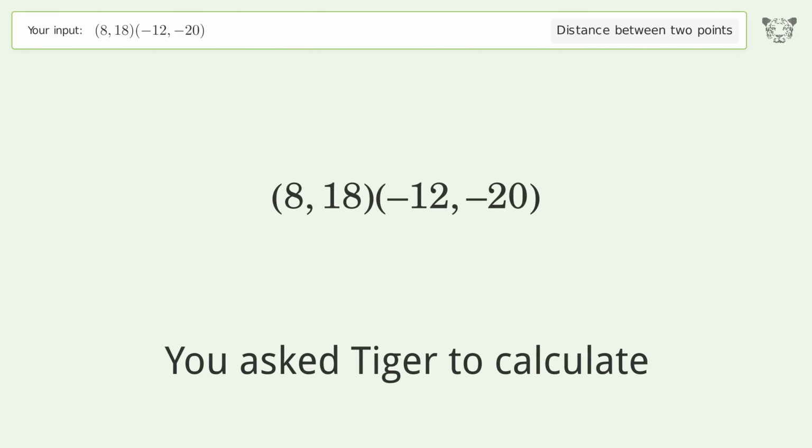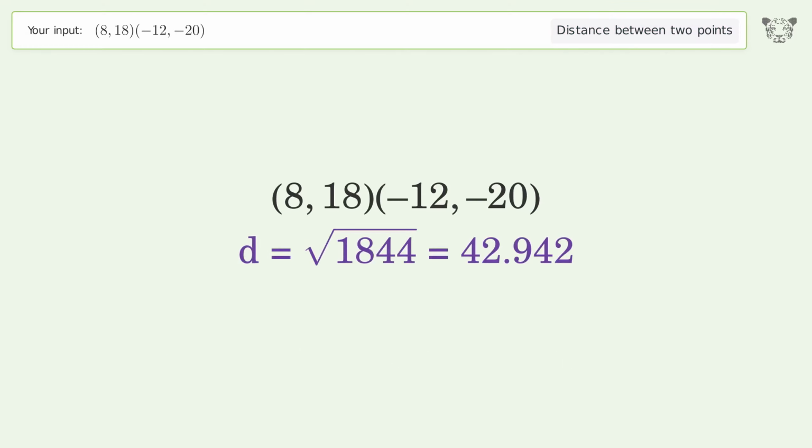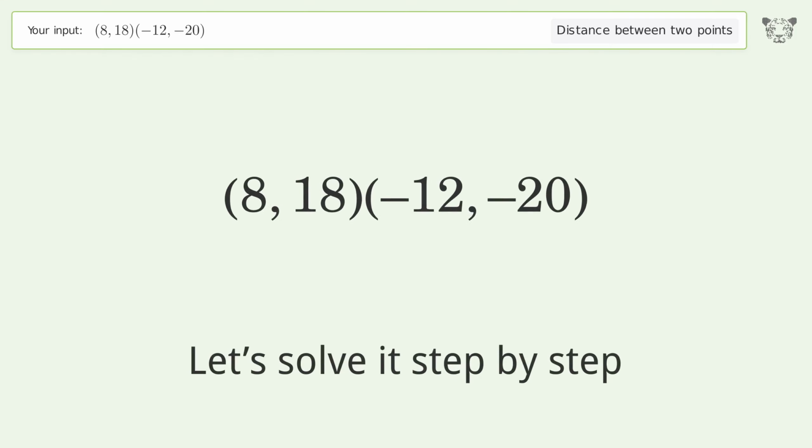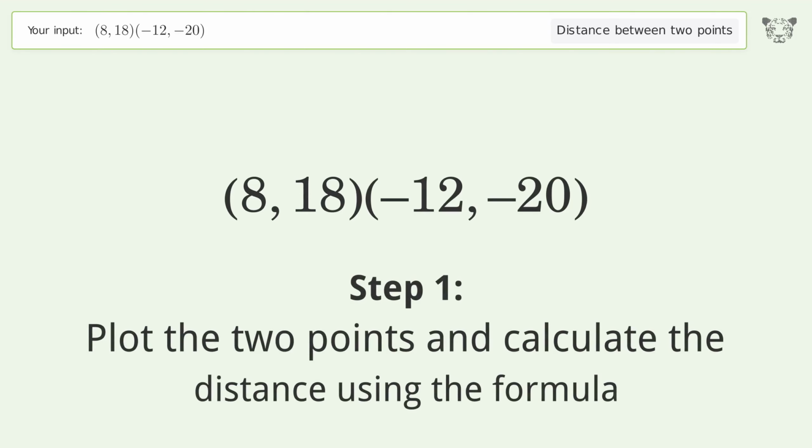You ask Tiger to calculate. This deals with the distance between 2 points. The distance between the 2 points is the square root of 1844, or 42.942. Let's solve it step by step. Plot the 2 points and calculate the distance using the formula.